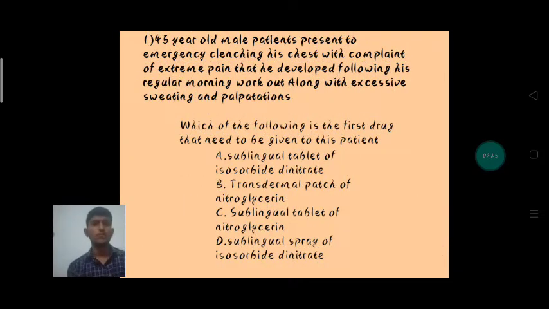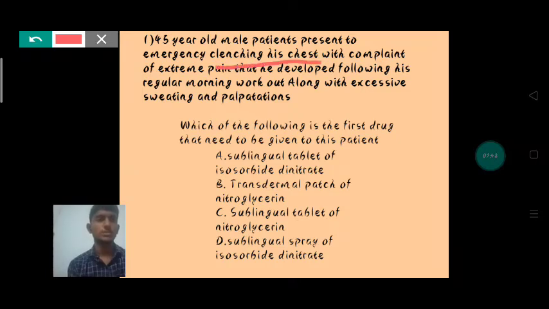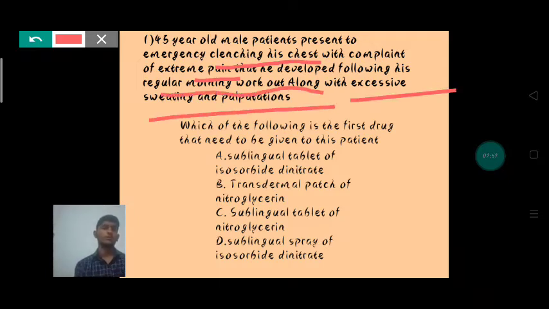Now see some MCQs upon the learned topic. A 45-year-old male patient presents to the emergency department clutching his chest with a complaint of extreme pain that developed following his regular morning workout, along with excessive sweating and palpitation. Here we underline some of the important parts: clutching his chest with extreme pain, occurring after the regular morning workout, along with excessive sweating and palpitation. That means it's exertional angina, or stable angina.